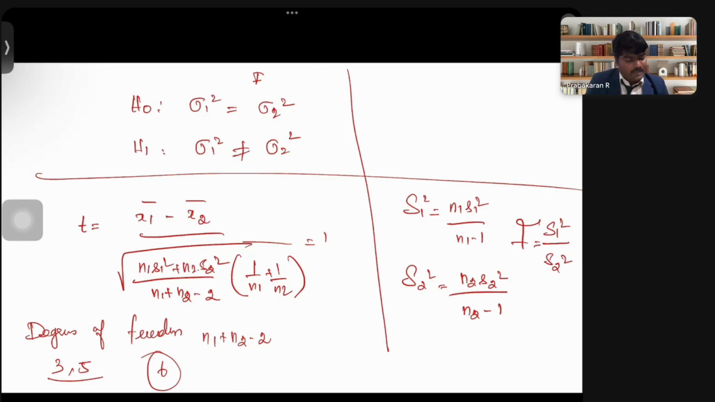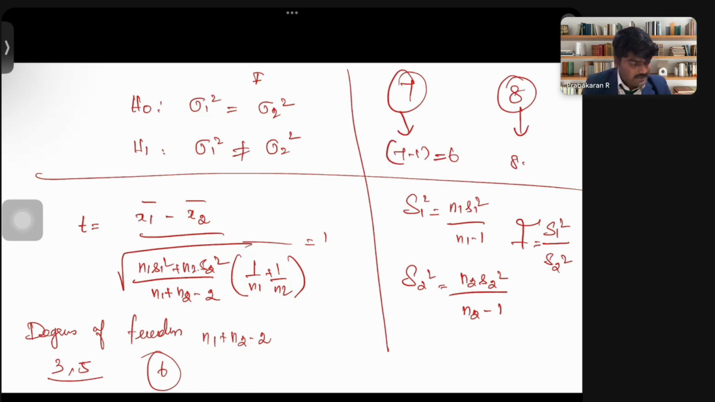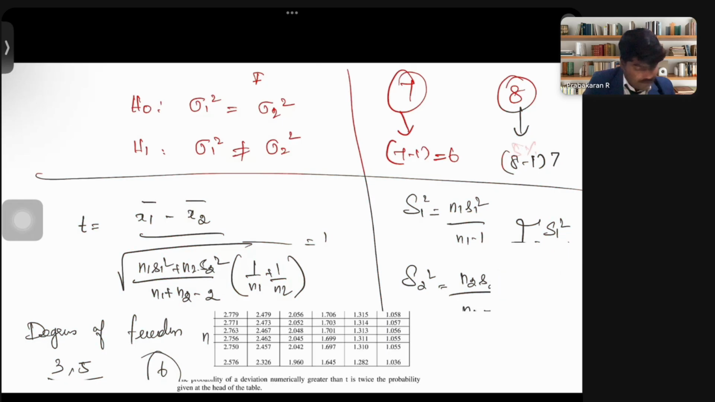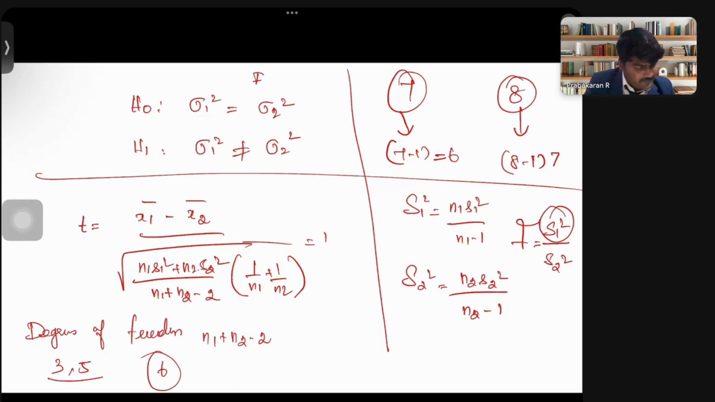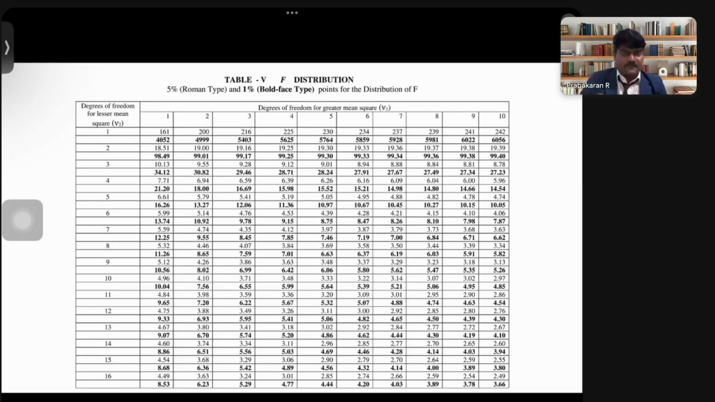And when you go for the table value, suppose the first sample has 7 items and the second sample has 8 items. The degrees of freedom are 7 minus 1, which is 6, and 8 minus 1, which is 7. Since S1 square is in the numerator, the first sample size comes first, so it is 6 comma 7. We have to check it at 6 comma 7, that is v1 comma v2. So this is the table value.